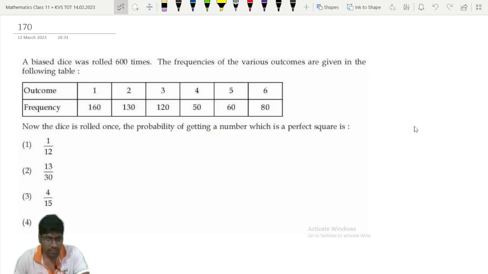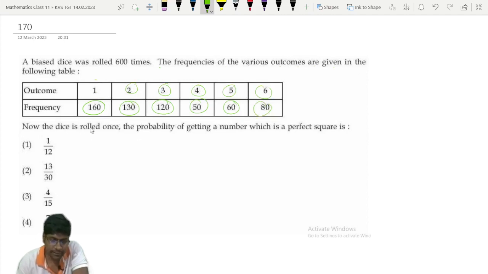Now come to question number 170. A biased dice was rolled 600 times. The frequencies of the various outcomes are given in the following table. Outcome 1 will come 160 times, outcome 2 will come 130 times, outcome 3 will come 120 times, 4 will come 50 times, 5 will come 60 times and 6 will come 80 times.